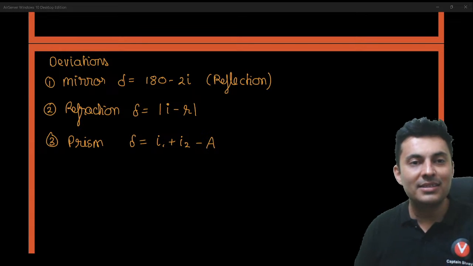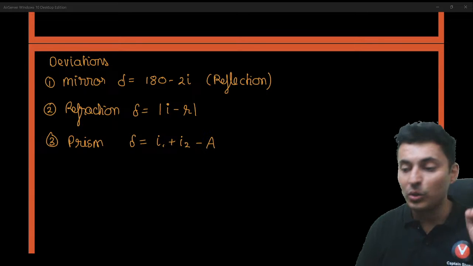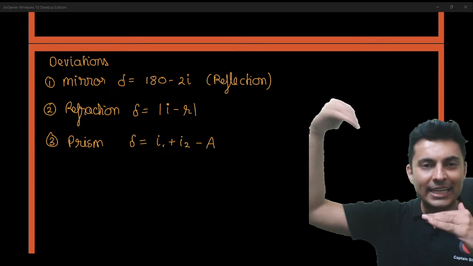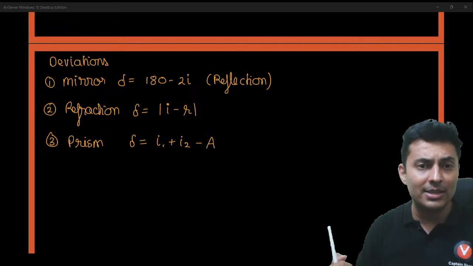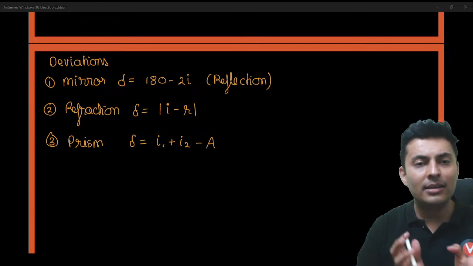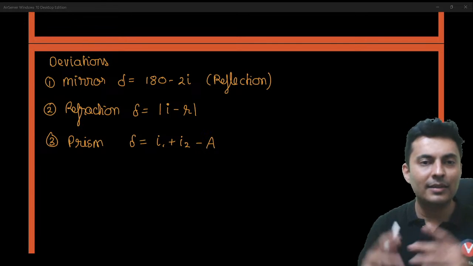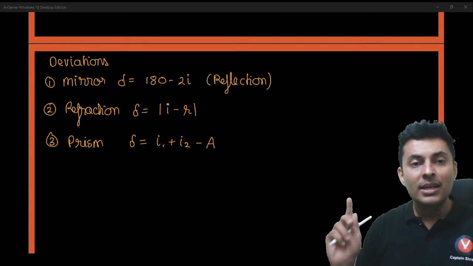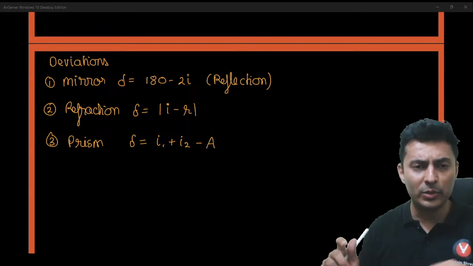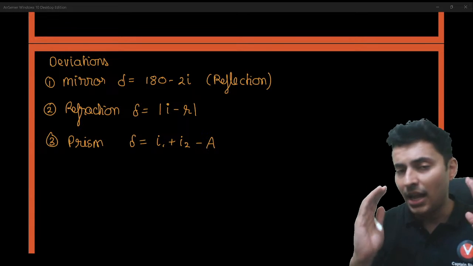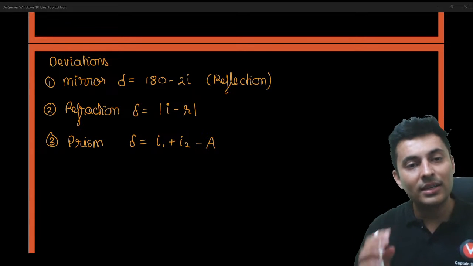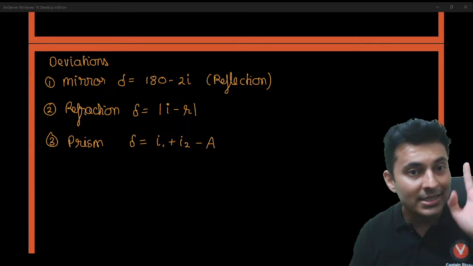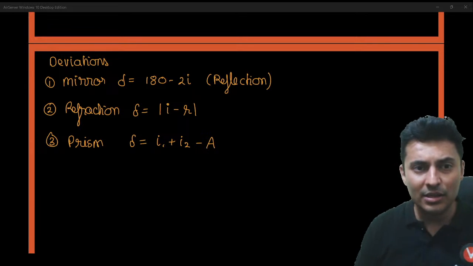If the angle of incidence is given for reflection from a mirror, use the first one. If light enters and refracts, and deviation is asked, take the bigger angle, take the smaller angle, subtract the two, I minus R, and you get the deviation. If it's a prism, I1 is the incident angle, I2 is the emergent angle, A is the angle of prism. That's how you get the total deviation. Is that clear? Everybody understood?